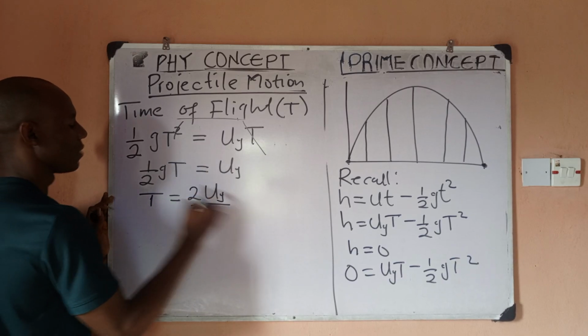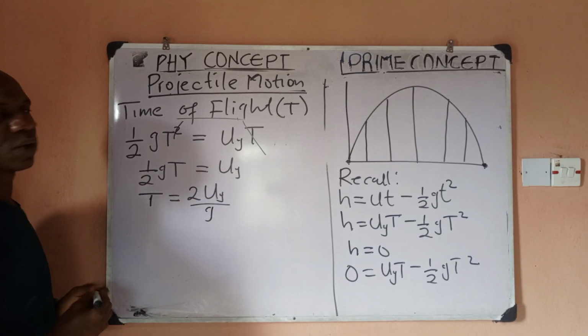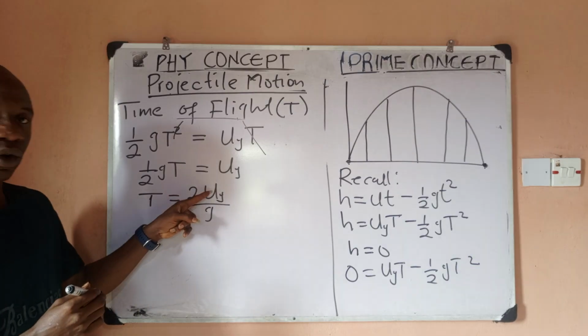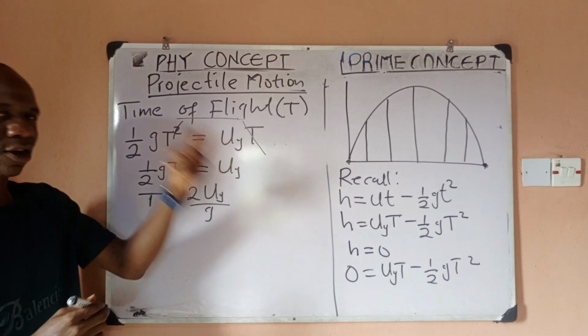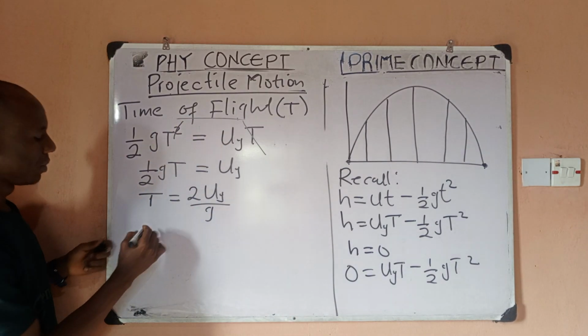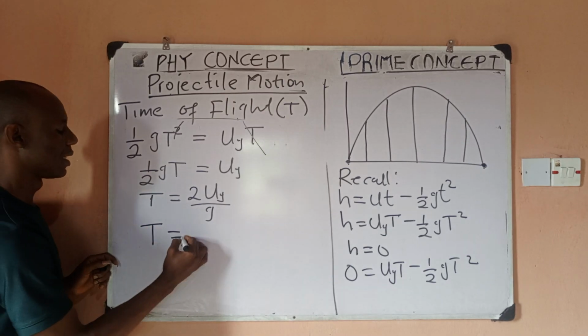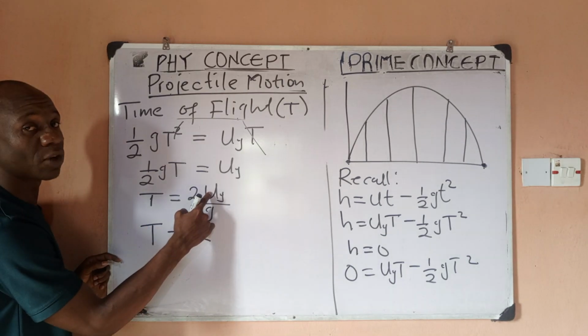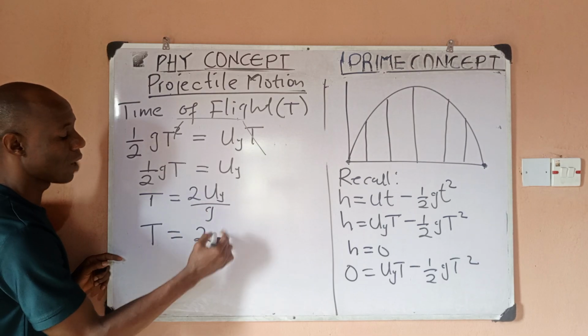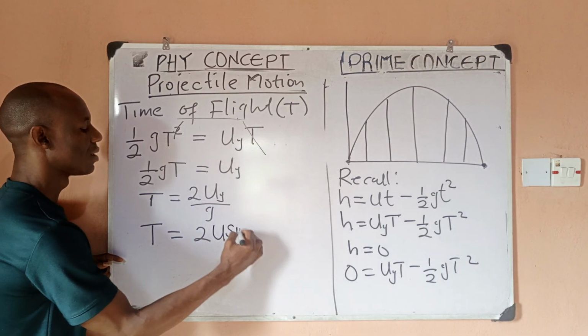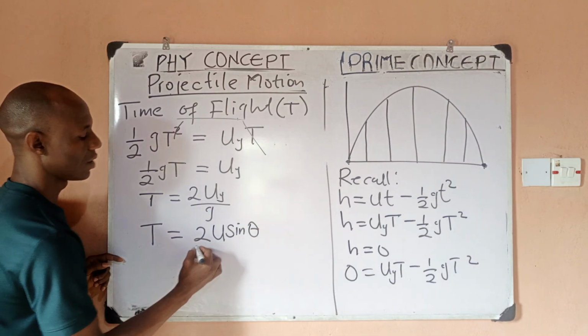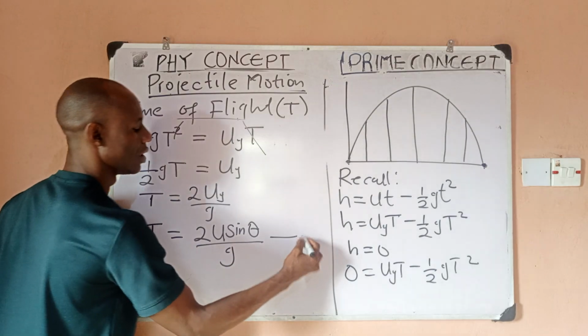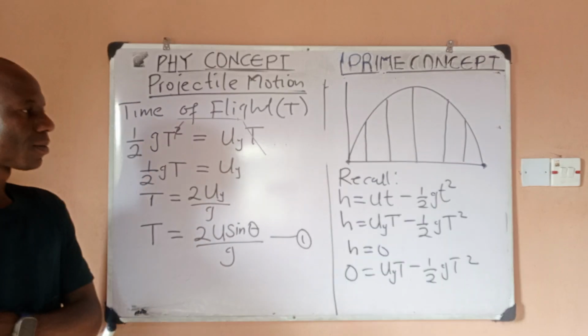So this is what we have, but we're not going to stop here because we know that uy has a component value. So it means I would say that T is equal to 2. If you recall from our previous video, we said that uy is going to be u sine theta, then all divided by g. So what we have just gotten is what we know as the equation for what?